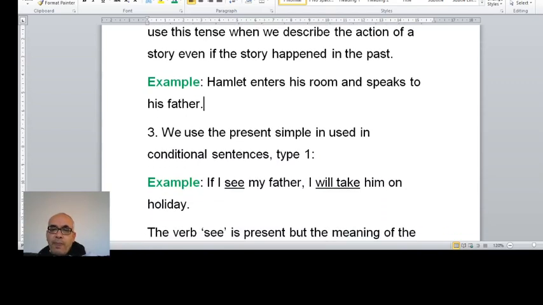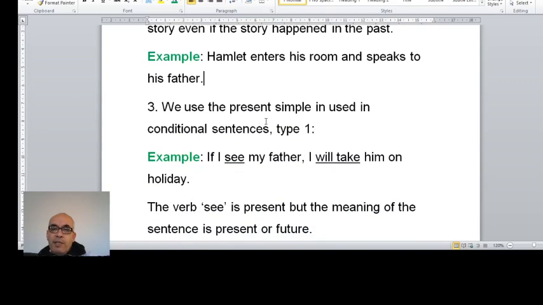Now, number 3, we use the present simple tense, of course, this is extra, in conditional sentences. And we have 3 types. I will explain type 1 for you. Example, if I see my father, I will take him on holiday. So see, this is the present simple. Will is the present of would, as you know, and take is the present. And here we have future.